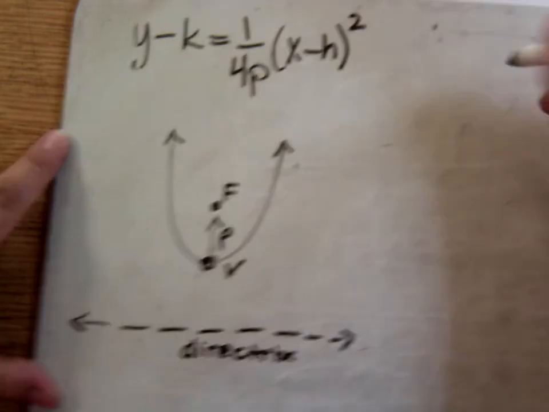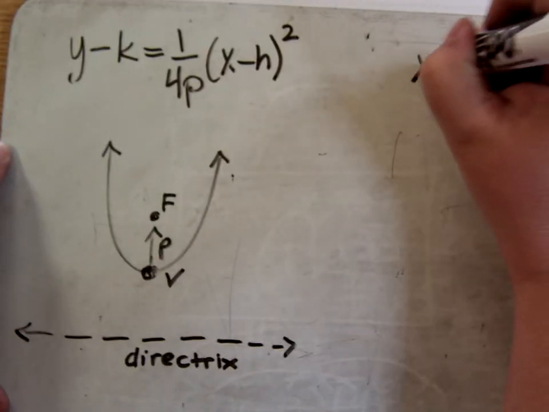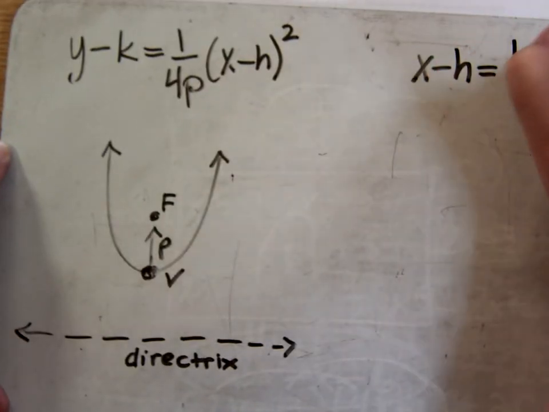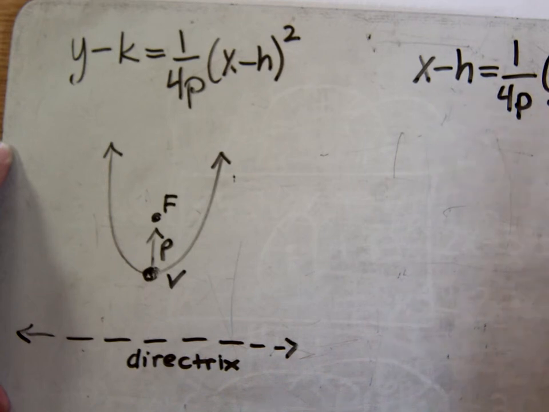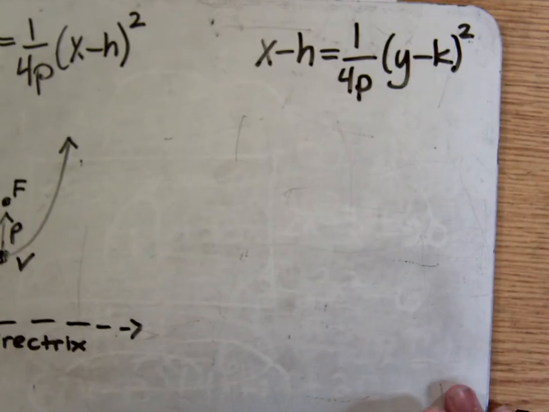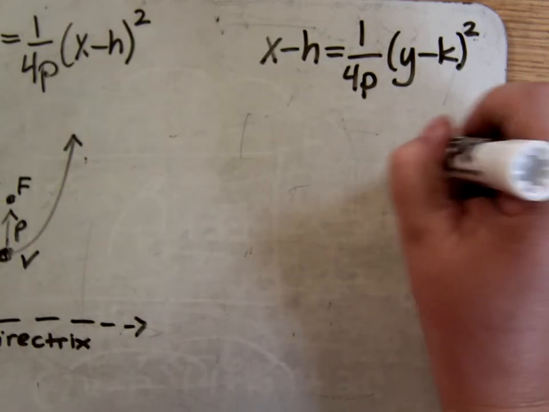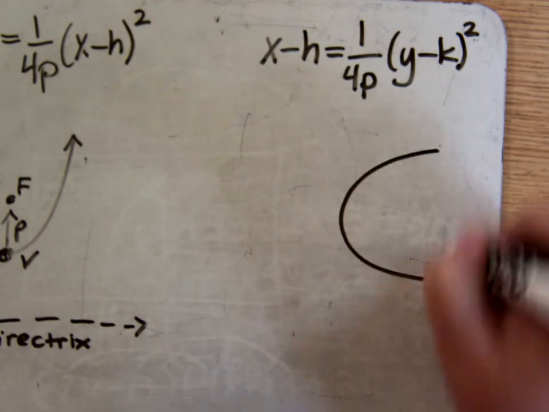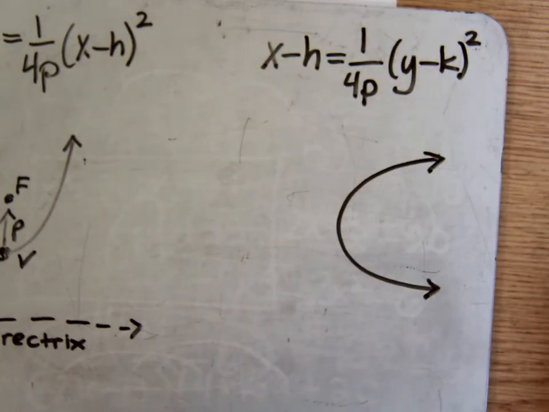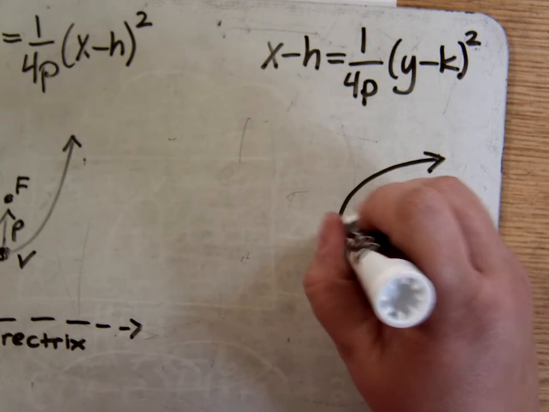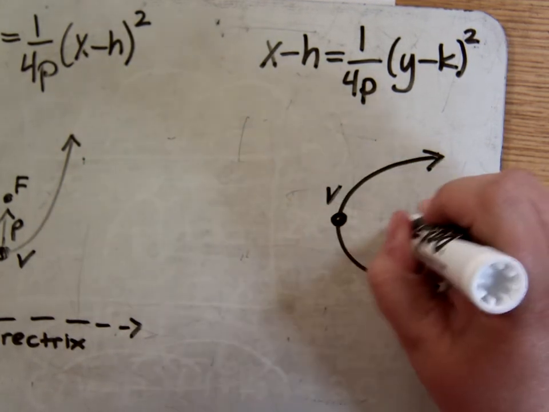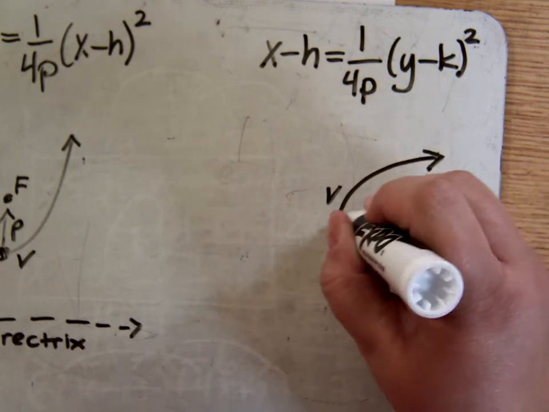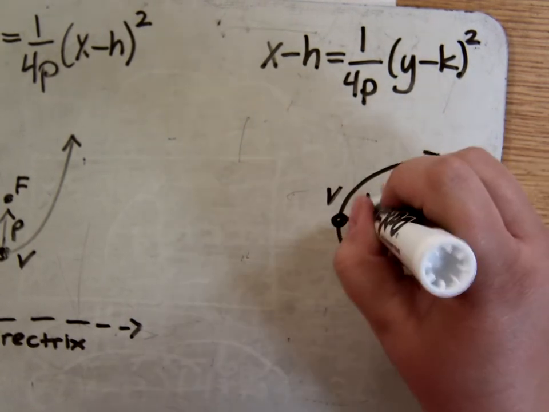Now, if it opens left and right, we just trade the x's for y's and h's for k's. K always goes with y. H always goes with x. So this would be if I open to the right or to the left. Right is positive, left is negative. Since this one is opening to the right, if I go from my vertex to the focus, to the baby lamb, I'm going a positive direction, so p is positive.